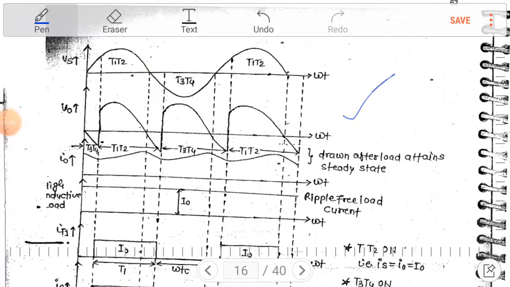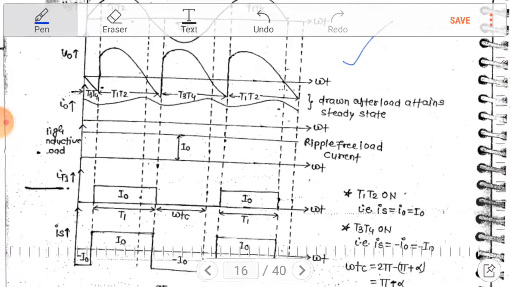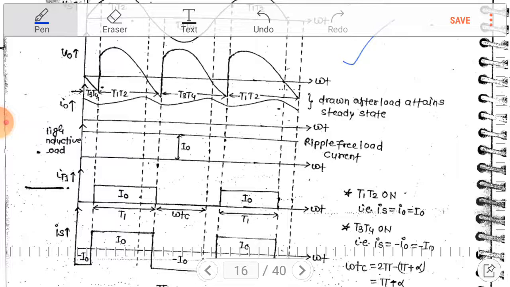This is the output voltage waveform for continuous conduction. So there is no condition where V output is 0 at any instant. Instantly when T1 T2 turn off, at this time T3 T4 will be turned on, and when T3 T4 turn off, suddenly T1 T2 will be turned on. This is the average output current, with charging and discharging, but there is a continuous flow of current as we can observe.